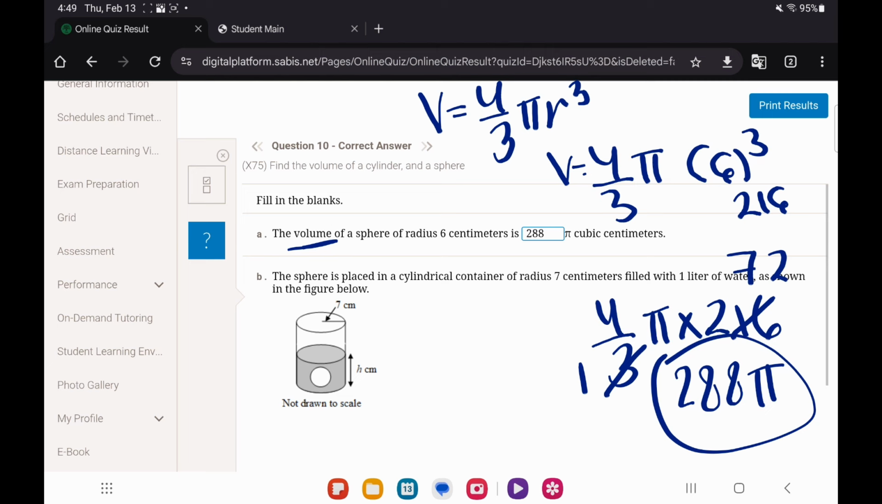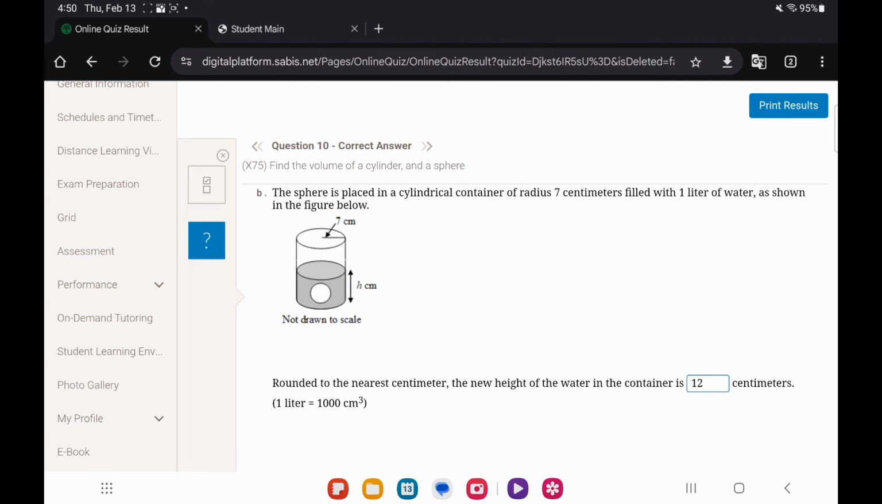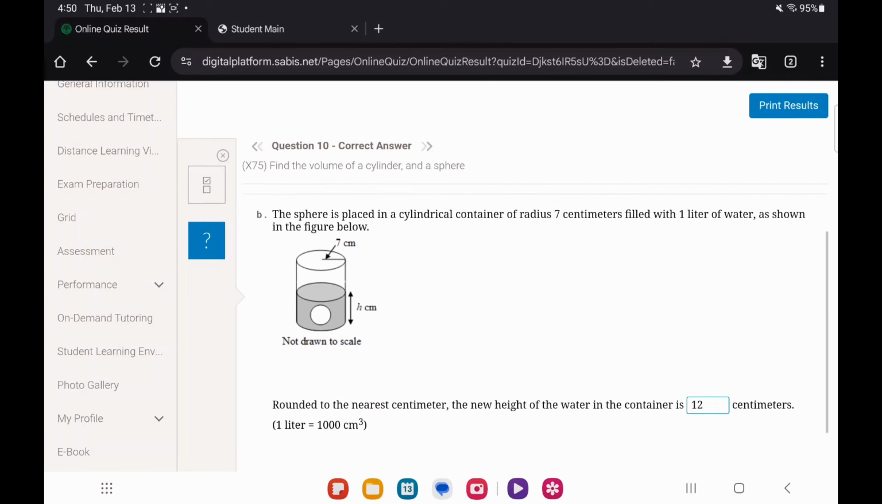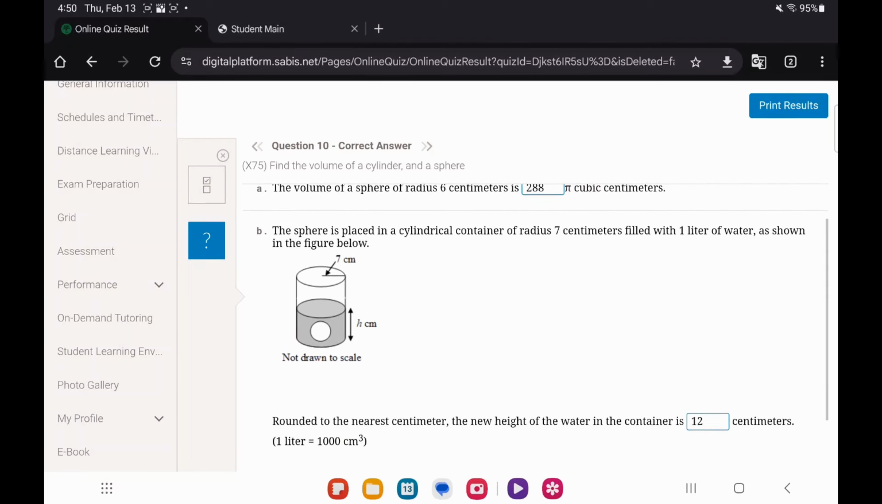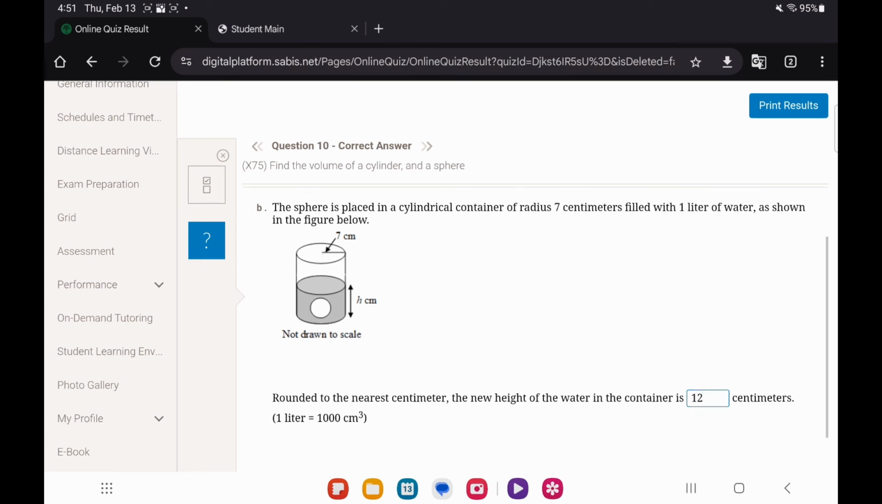Okay, so for the second part, first we need to find the total volume. We already know the volume of the sphere, and we found that it's 288 pi. Don't forget the pi, it's one of the most important parts. And here the volume of the water is 1 liter, but since we found the volume of the sphere in cubic centimeters, we need to also use the volume of the water in cubic centimeters.